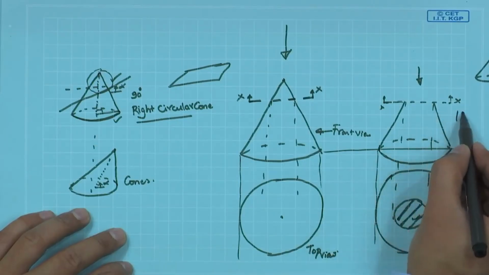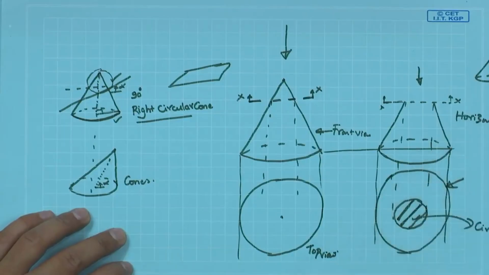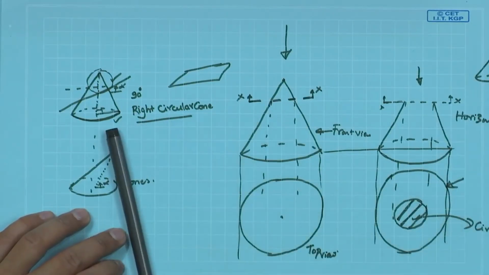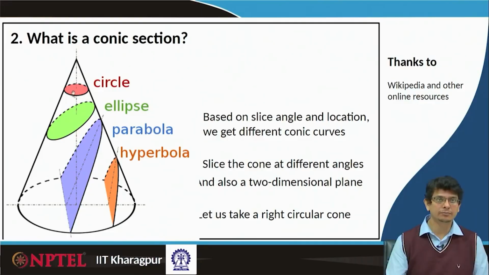So, any horizontal plane for a right circular cone, if we are slicing it, we will see it as a circle here. This is the circle.